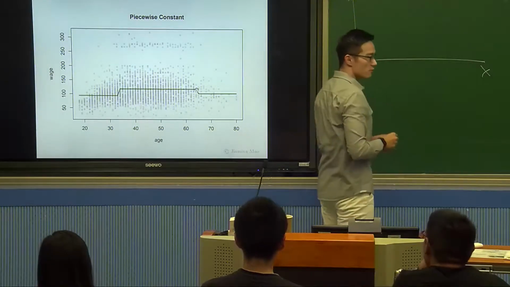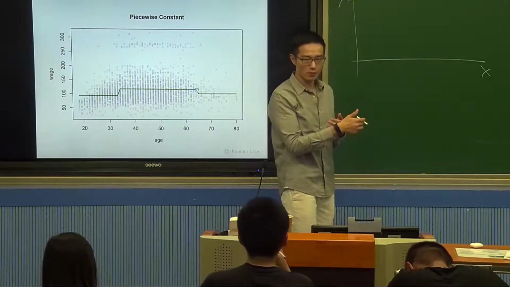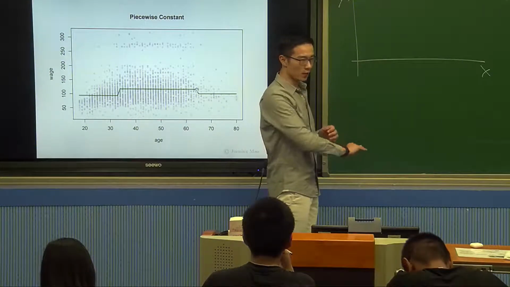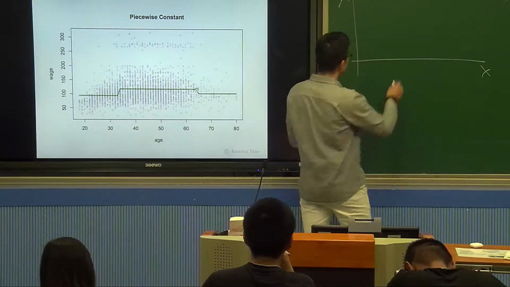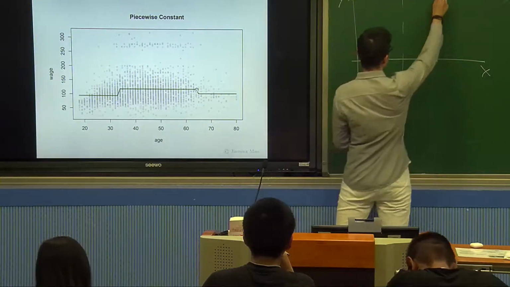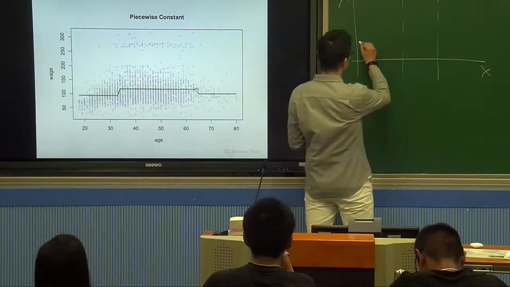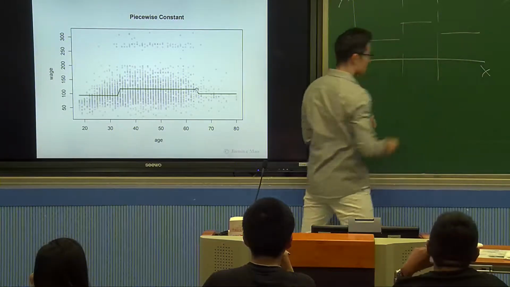The idea is traditionally we do mostly our so-called global regressions where the same exact relationship governs x and y regardless of the region of y, regardless of the region of x. But in piecewise constant, I'm going to break it down. I'm going to break x up into several different regions. In each region, I'm going to fit a constant. That's a piecewise constant model.